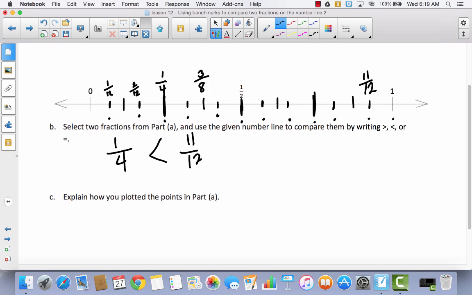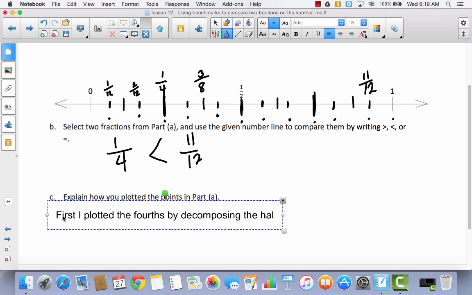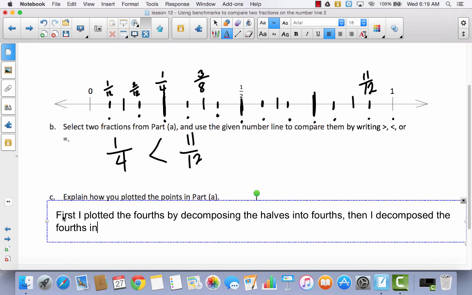And then it says, explain how you plotted the points in part A. Well, that could get really lengthy, couldn't it, if we went through every single thing that we just did. So let's start with our strategy here. First I plotted the fourths by decomposing the halves into fourths. Then I decomposed the fourths into eighths, and then again into twelfths.